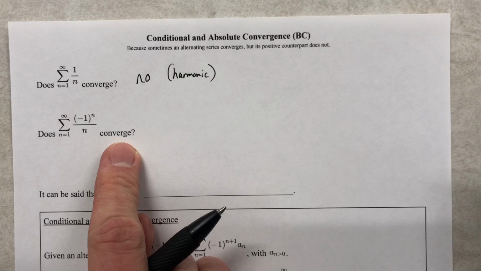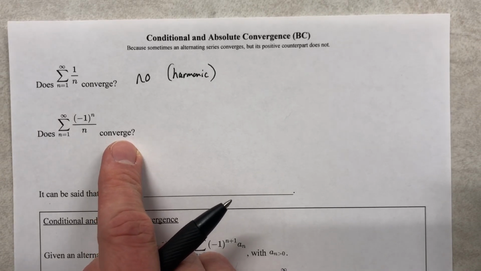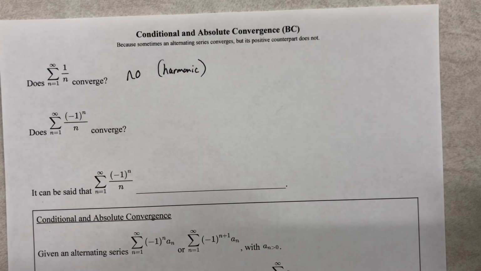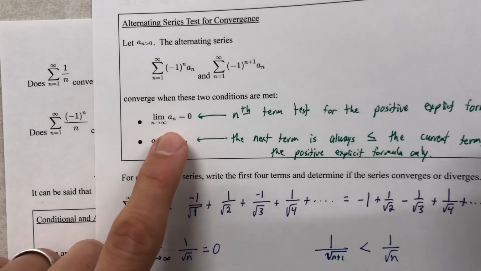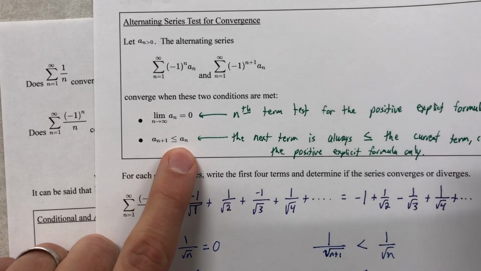Does this converge? Okay, well now it's alternating. Because it's alternating, I'm going to use the alternating series test, which is, let's grab some old notes. The alternating series test is two different tests I have to do to determine the convergence of an alternating series. So, switching colors, I'm going to do two things. I'm going to consider the nth term test, and I'm going to consider is the next term always less than or equal to the current term, but only for the positive aspect of it.